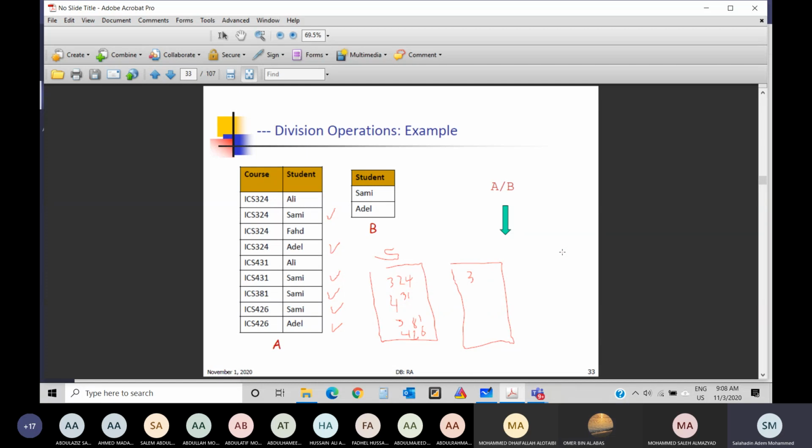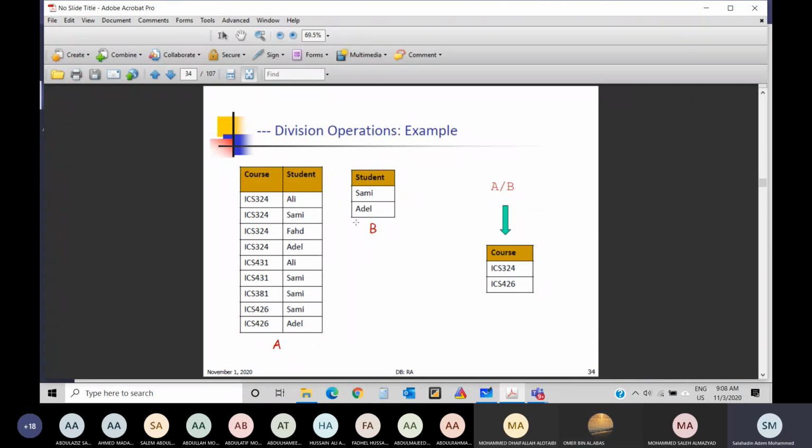So let me show you the output. The common courses taken by both of them. So this is your output. So always what you have to do is, if you have more than one row here, when you divide, first of all, do the first row, find out all those who match, then do the second row, find all that match, and then do the intersection.